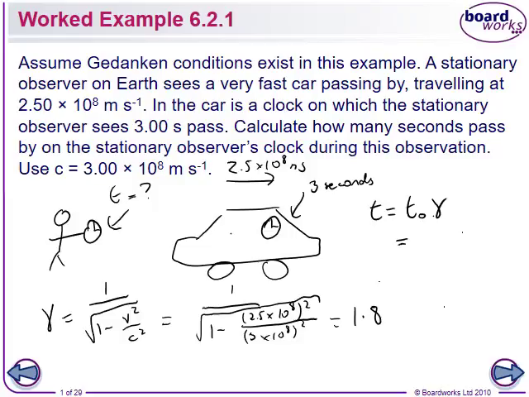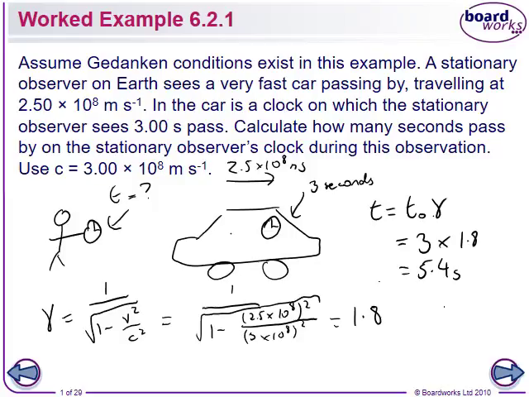And so if we work this out, our proper time is 3, our Lorentz factor is 1.8, and we'll get 5.4 seconds. So we have an observer watching a very fast car go past. He sees 3 seconds tick over on the car's clock. When he looks at his clock, 5.4 seconds have gone past. That is time dilation.